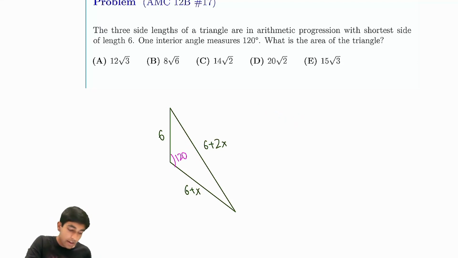If we want to find the area, we can just use half AB sine C at the end. But first, we have to solve for x. And to do that, we just write an equation with law of cosines. So I think this is actually a pretty easy problem for number 17 on the 12B.